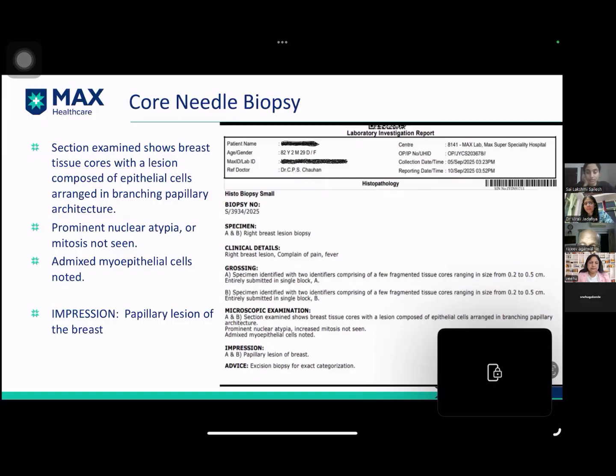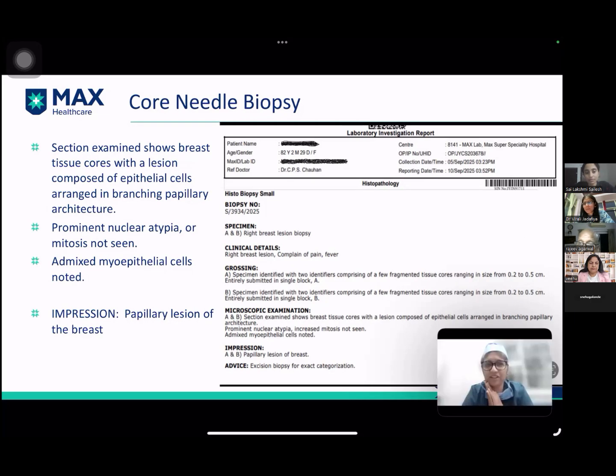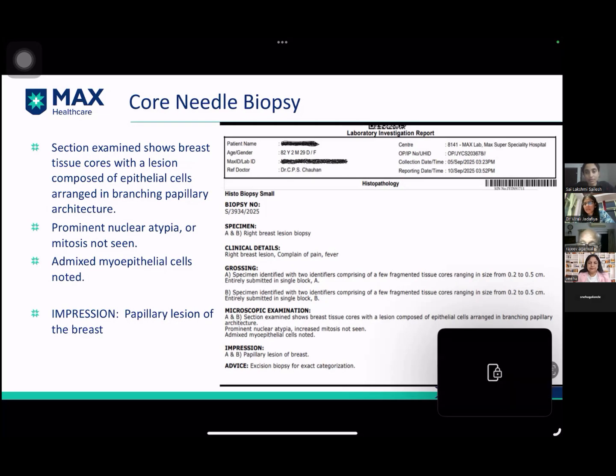So the pathologist has again left it somewhere in the spectrum. On biopsy, it is not clear. That's why a complete excision would be necessary. So that would be the next step. We have done our due diligence. Had it been an invasive papillary lesion, we would have been very clear in what to do.